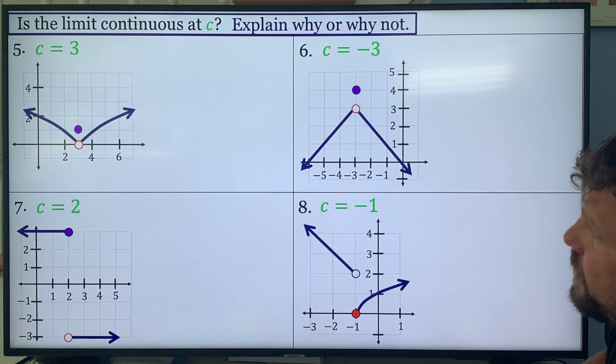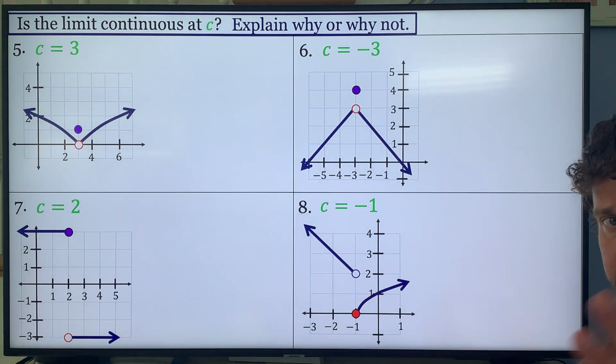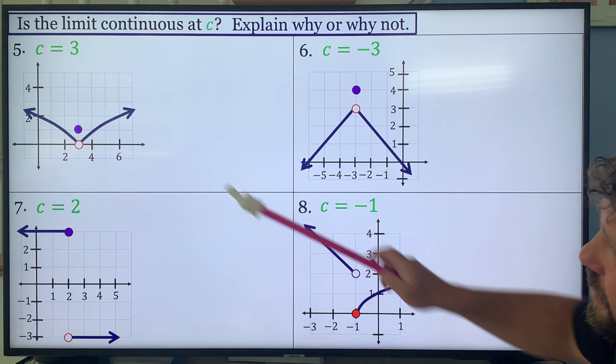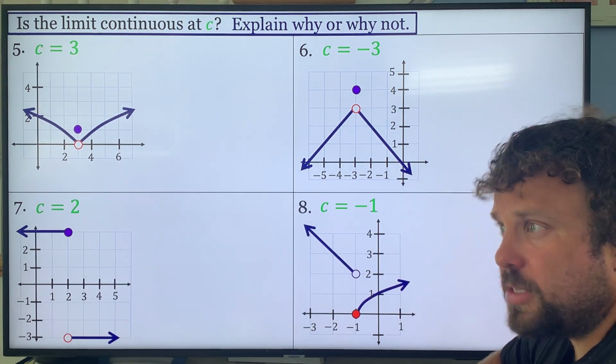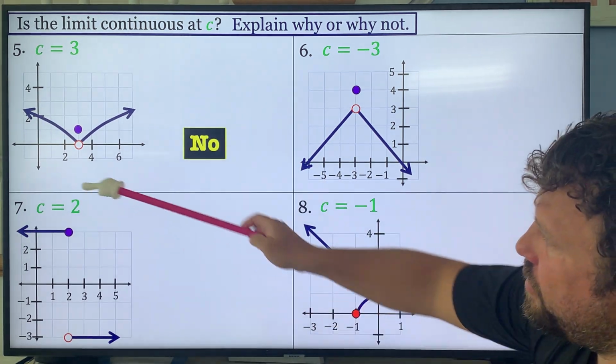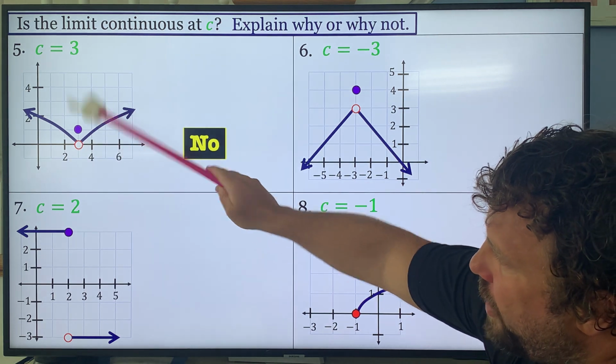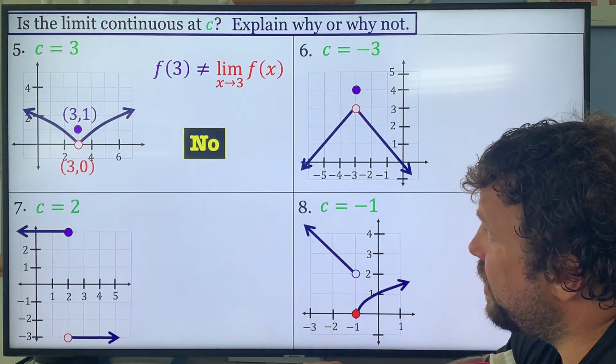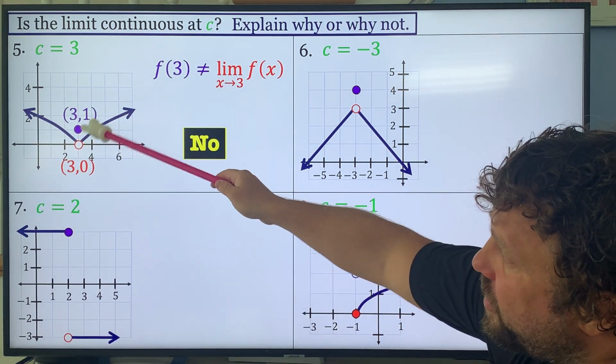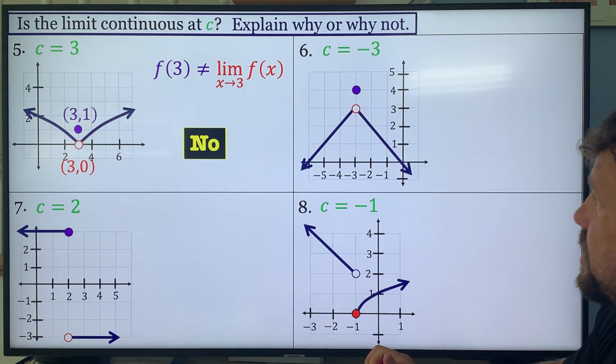All right, let's look at problems 5, 6, 7, and 8. Is the function continuous at c? Explain why or why not. Go again. All right, for 5, is it continuous? No. Why not? Well, even though the limit at 3 is 0, the actual value at 3 is 1. They're not equal. That's why it's not continuous.